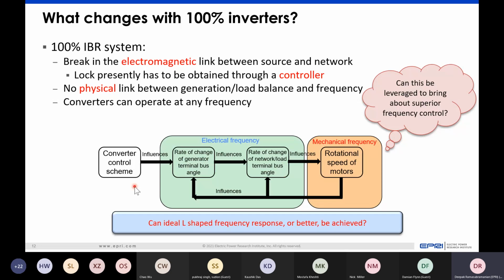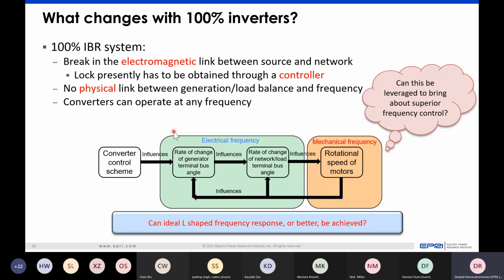A converter can really operate in a wide spectrum of frequencies, whereas machines cannot. Machines have turbine blades, they have all that which impose a restriction on how the frequency is. But in converters, especially solar, type 4 wind, battery energy storage systems, we have more freedom in the frequency range in which we can operate. And recognizing that there is a break in this link, we can now ask the question: can we leverage this to bring about superior frequency control?